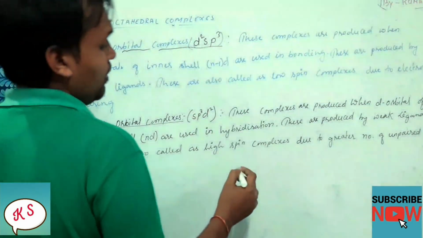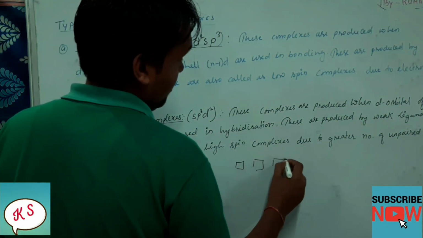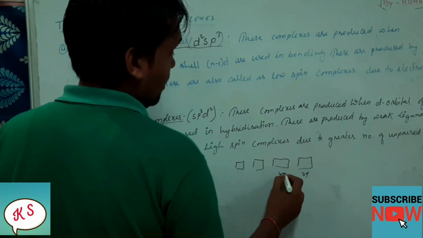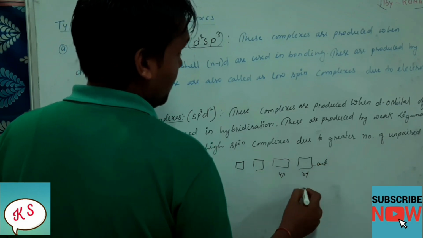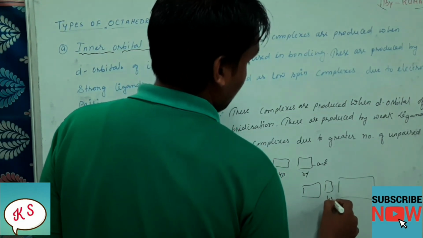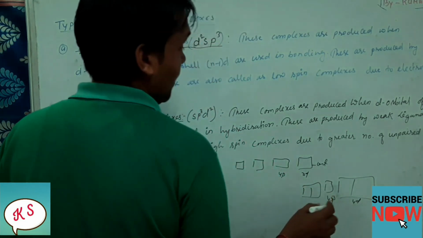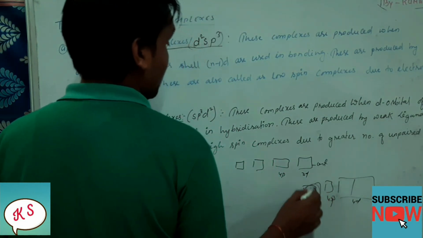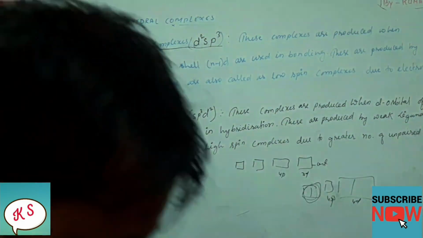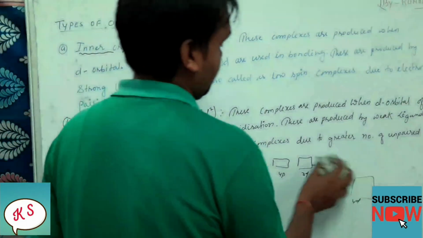Like an example I will tell you: 1s, 2s, 2p, 3d. Suppose 3d is there, this is p, so this is called inner. If it is like this, 4p and then 4d. If the electrons are lost from here, this is called inner d orbital. Inner d orbital, this one is the outer one. If they are losing it from the outermost, then these are outer d orbital complexes, okay.